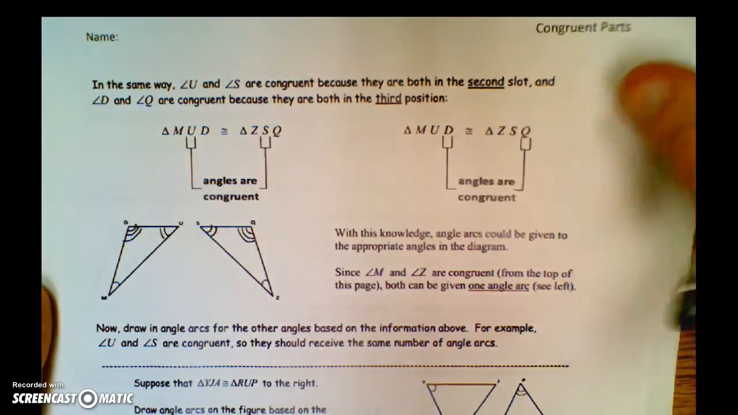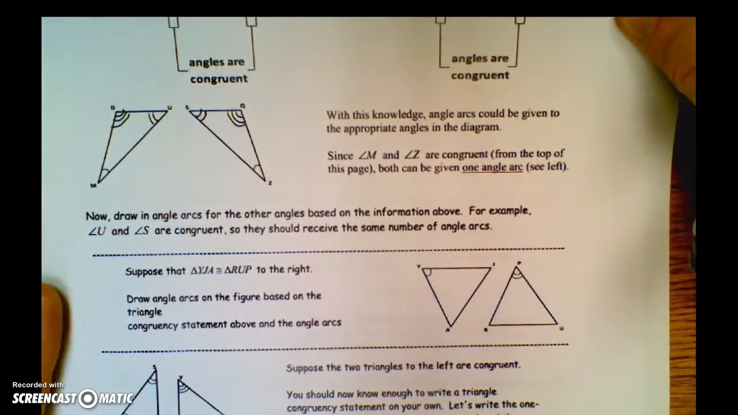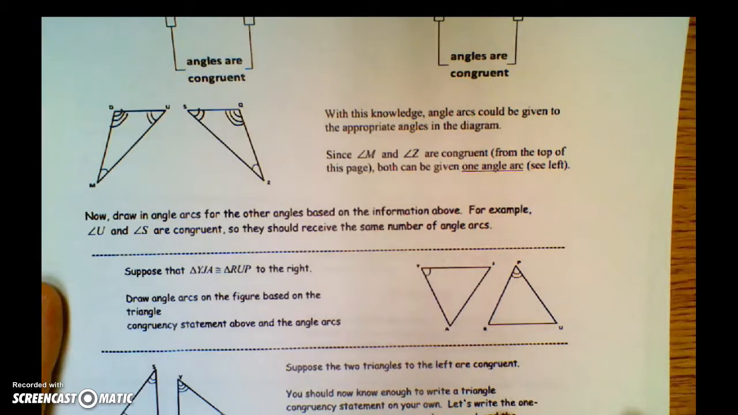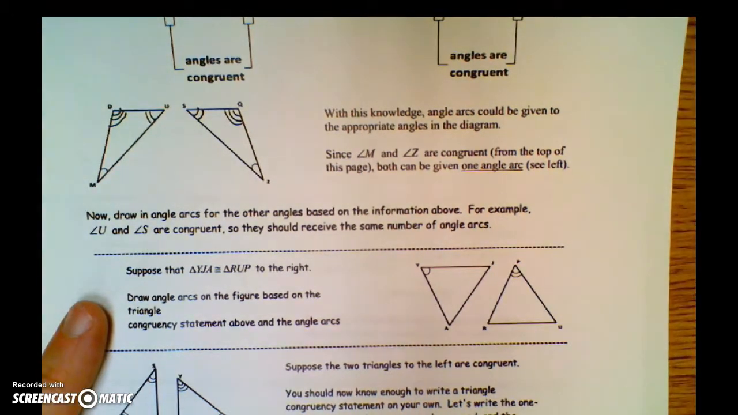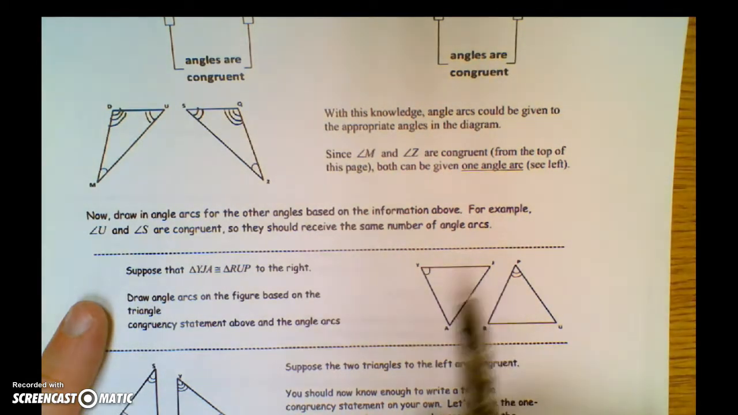So let's try another example. Suppose that triangle YJA is congruent to triangle RUP here to the right. Draw angle arcs in the figure based on the triangle congruency statement above and the angle arcs. So they already gave us some angle arcs. Let's see if we can match them.